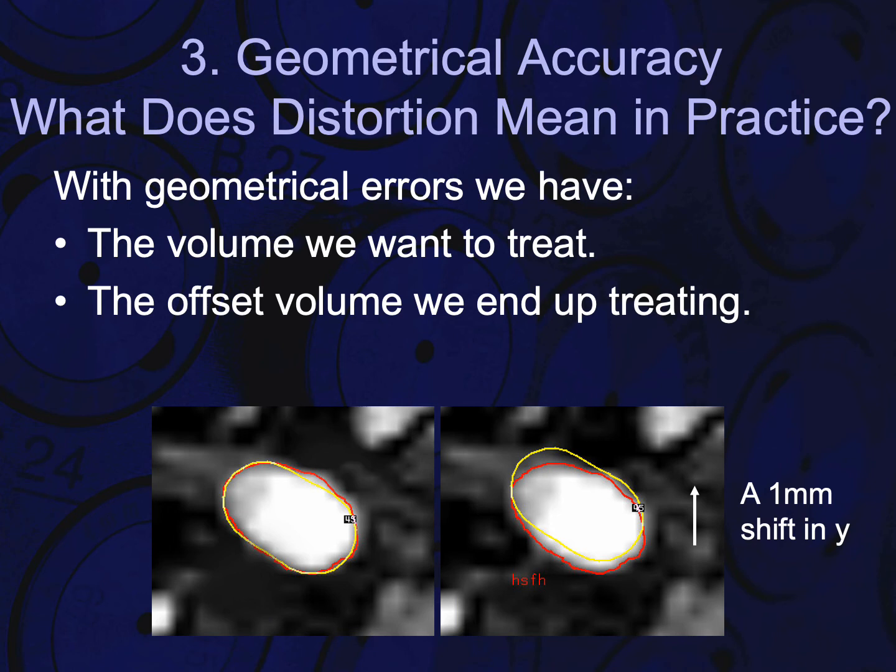we end up treating. And you can see on the left here, the red line denotes a small vestibular schwannoma, the limits of the vestibular schwannoma, while the yellow line denotes the prescription isodose that we're using to treat that lesion. And then on the right, you can see what a 1 millimeter shift in the Y direction would mean to that treatment plan. Suddenly we're losing some of the tumor, and we'll be irradiating the cranial nerves on the anterior edge of this lesion.